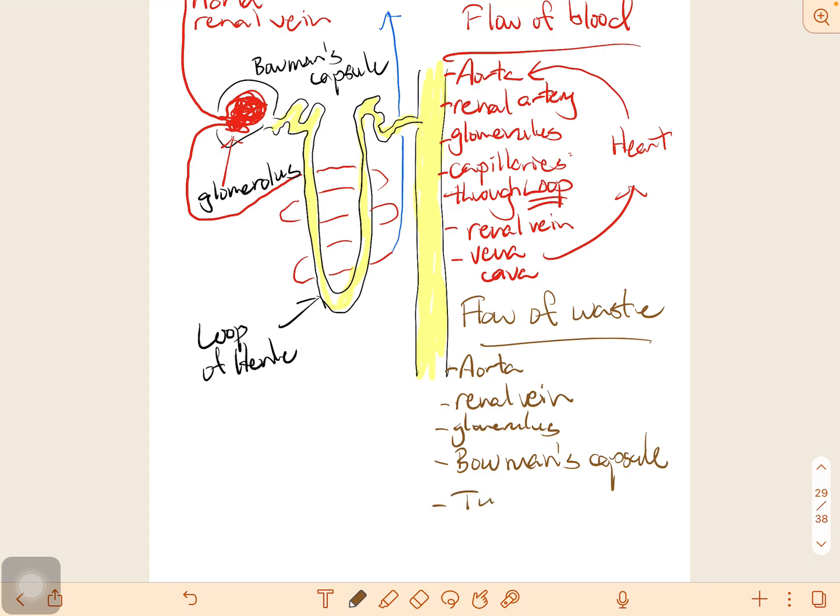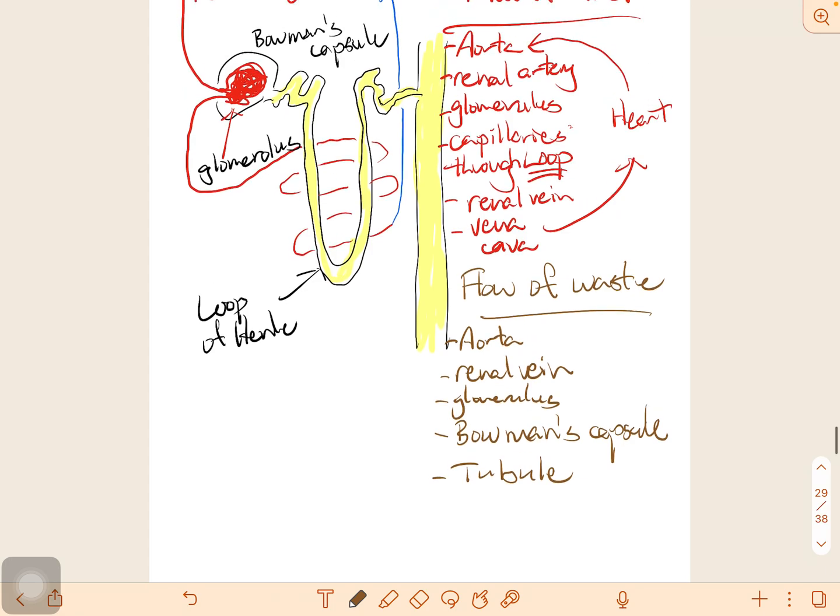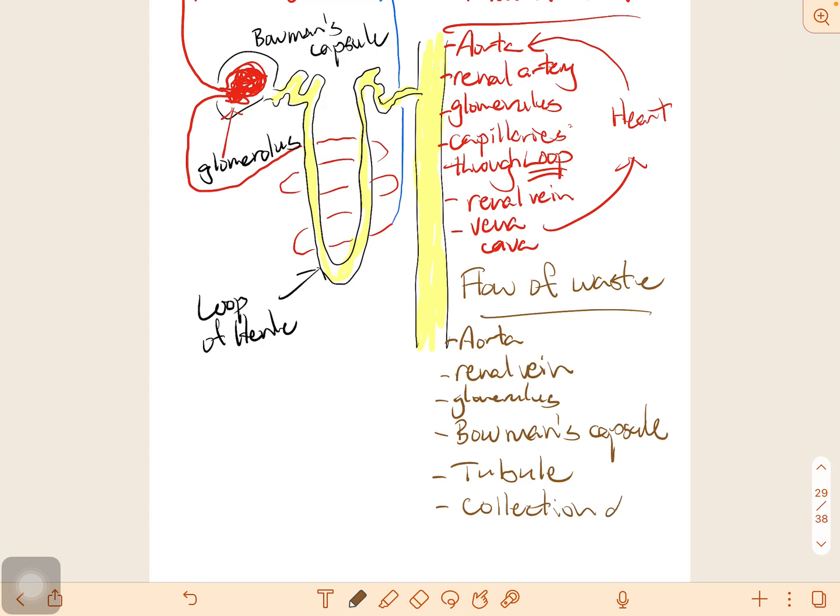Then it goes into the tubule, all right? I'm not going to separate the tubule into its proximal, distal, and descending loop parts. We don't need to know that. We just need to know that it's going to go into the tubule in the loop of Henle, all right? Once it gets through the tubule, then it'll go down to the collecting duct, all right? Or collection duct here, okay? Everything gets piped out here through the loop and into the collection duct.